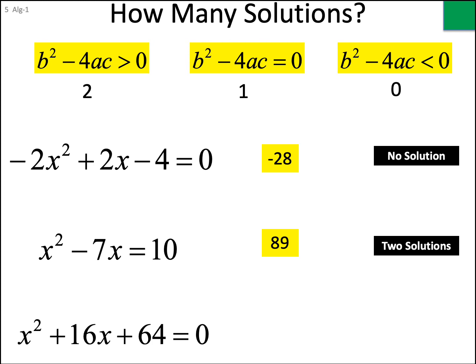All right, who wants to tell me the last answer? What's the old math teacher trick here? The first one's negative, the second one's positive, and the last one, well, it must be the third option there. So let's see. It is true. A was 1, B was 16, and C was 64. And when you do that math, you get 0 as your discriminant, therefore 1 solution.